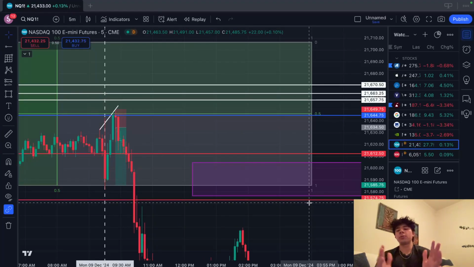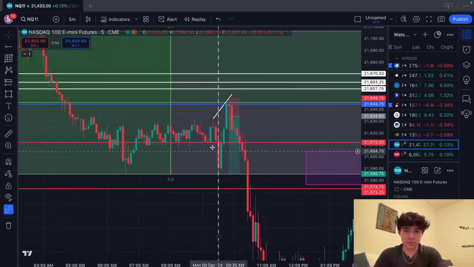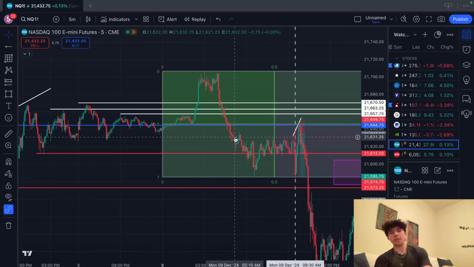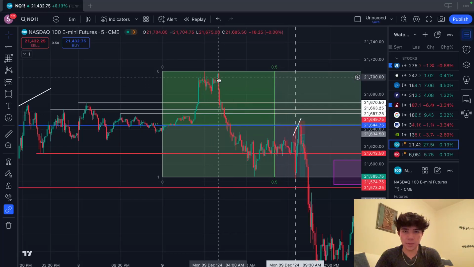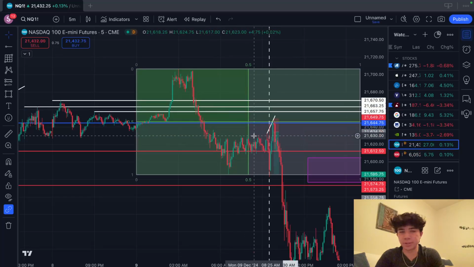What's up, y'all? I'm gonna be going over my December 9th trading recap on NASDAQ. So basically, this white dotted line is market open. To begin, I was looking for some daily bias, and I see we had this whole move down from the day before, approaching into market open.